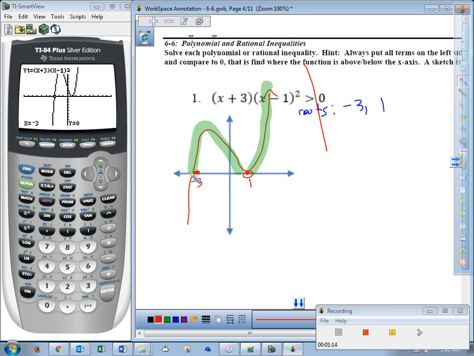So reading from left to right, where do we start? -3. And does that count? No, because they didn't use an equal to bar, so -3 is not included. Then it goes all the way to 1, also not included. Then union it, start over again at 1, and go to infinity. Isn't that the values of x that make it greater than 0 in this situation? Nice, neat little sketch. Remember, it couldn't actually be 1, because if x was 1, it would equal 0, and that's not part of the deal.